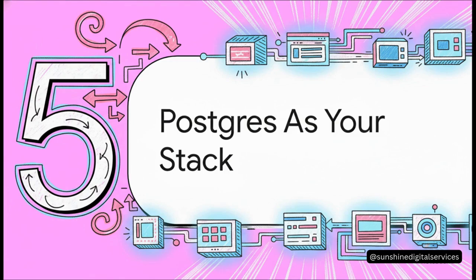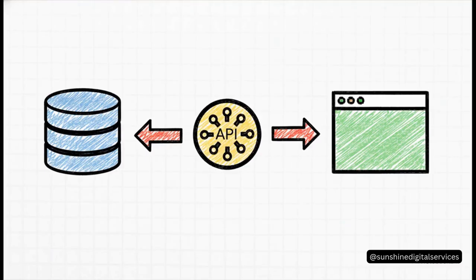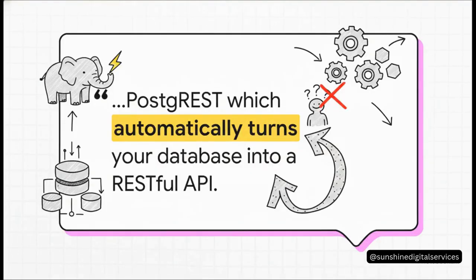All right, we've seen how it organizes data and how it protects that data. Now let's connect all of this back to that mind-blowing idea from the beginning, using Postgres as your entire tech stack. So in a typical app, the database and the user interface, the part you actually see and click on, they can't talk to each other directly. They need a translator, a kind of middleman, to pass messages back and forth. That middleman is called an API. But what if you could just get rid of that middleman entirely? Well, that's exactly where a tool like Postgres comes in. It's a program that literally looks at your database structure, your tables and columns, and automatically generates a fully functional API right from it. You don't have to code it yourself.